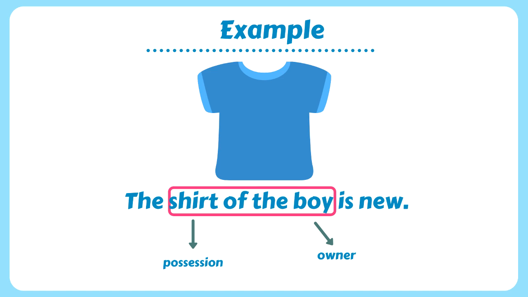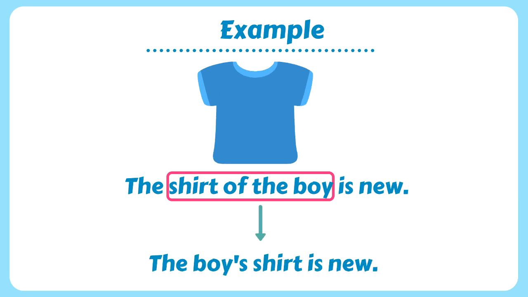Example: the shirt of the boy is new. Sino ang may-ari ng shirt? Yung boy. Ang boy ay singular, kaya dadagdag natin ang apostrophe and s. So magiging siyang boy's shirt. Para maipakita natin na ang boy ang nagmamay-ari ng shirt. So magiging siyang the boy's shirt is new.